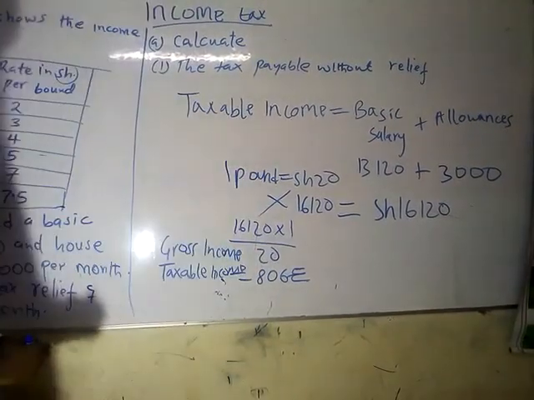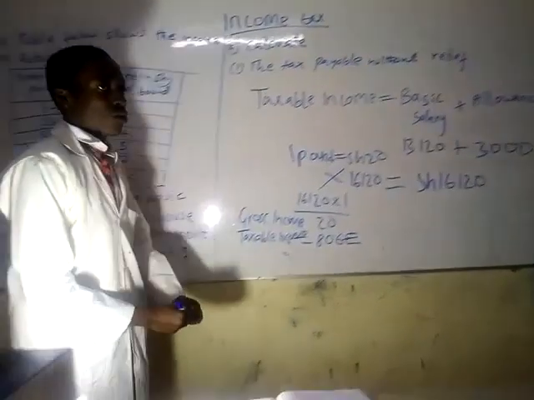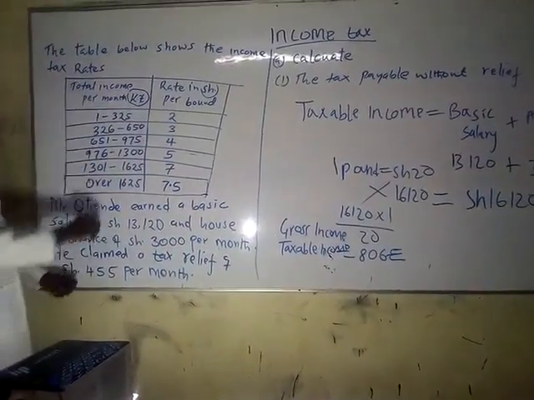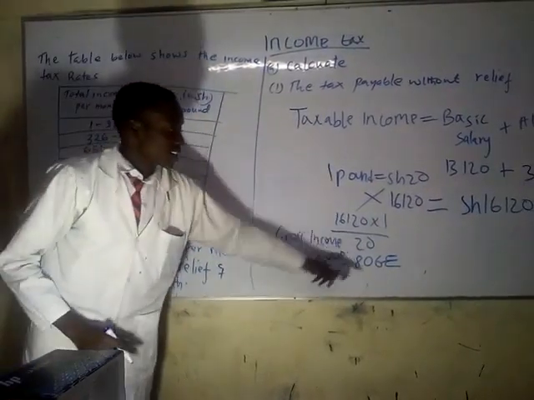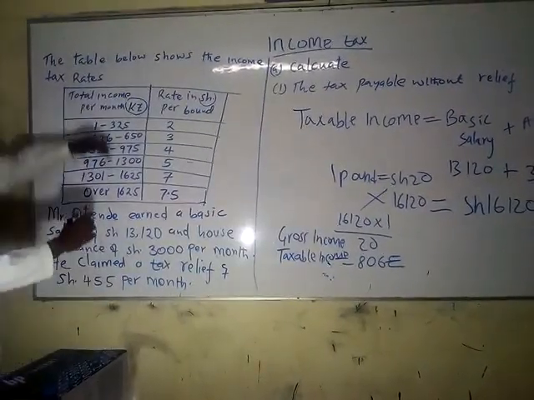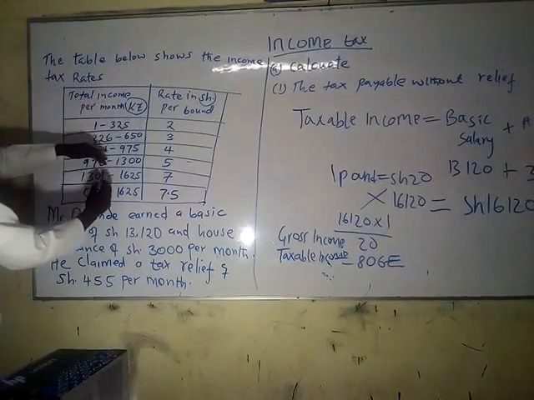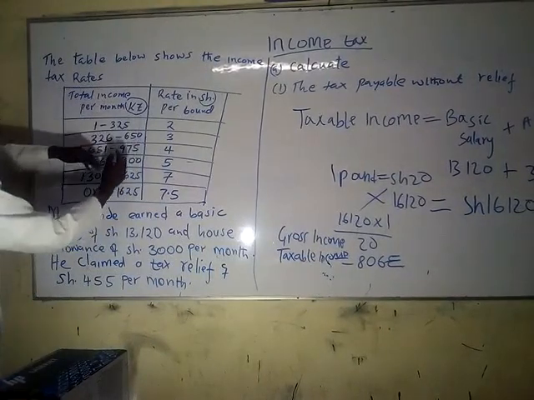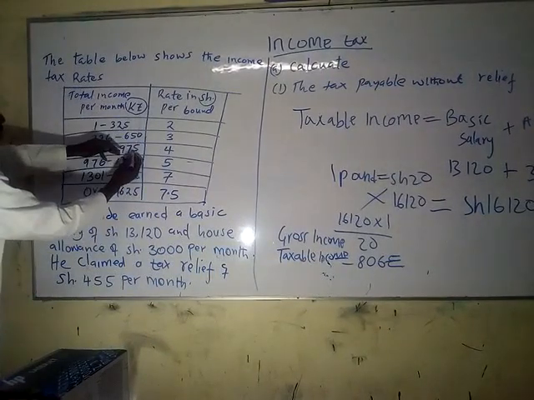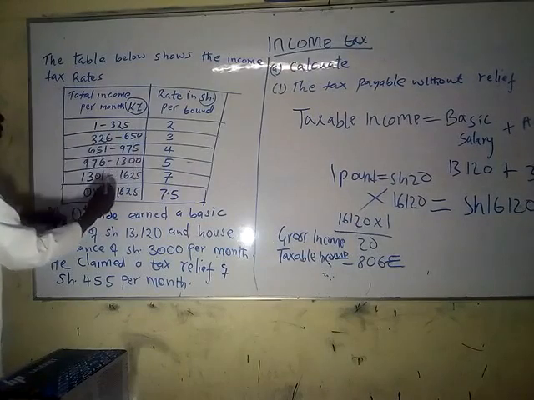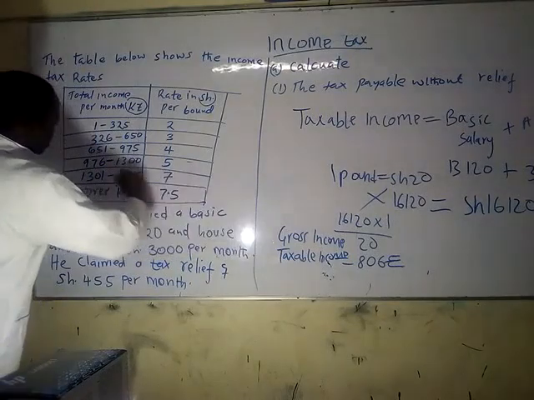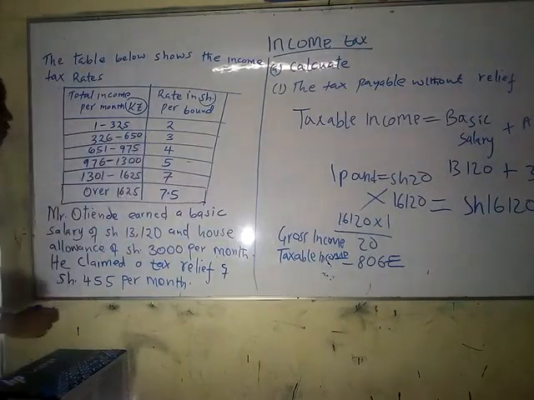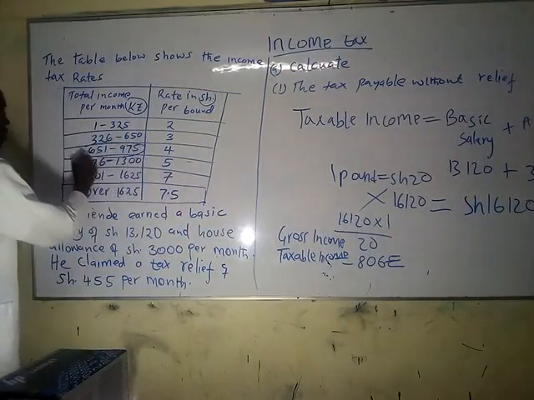So what you are going to do to our taxable income is band it in the table. You come and first look, 806, which band does it lie in? You look at 325? No. 650? No. Let's check the other one. 651 to 975. Yes. 806 lies between 651 and 975. So you put a circle like this.